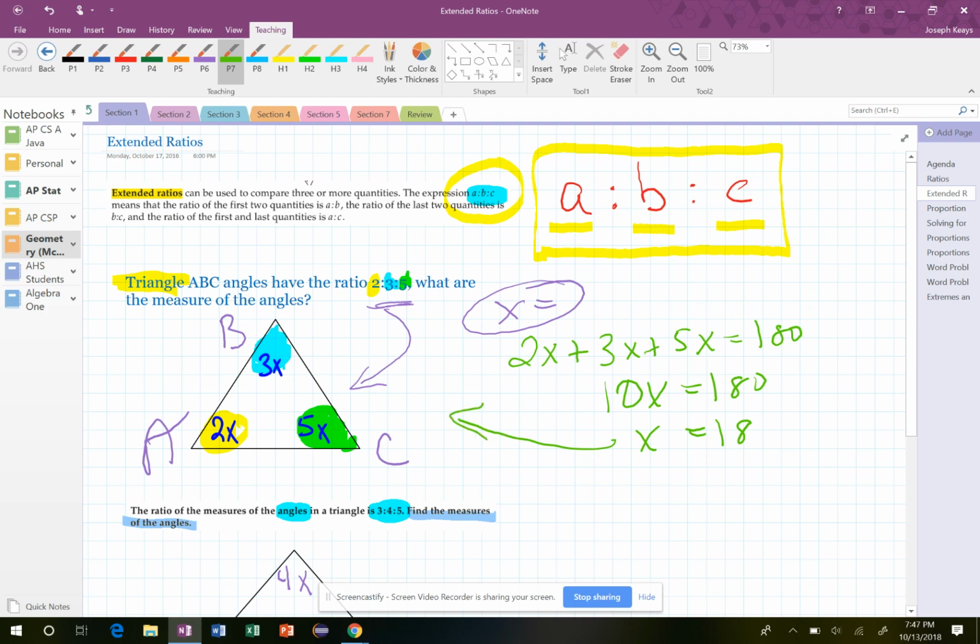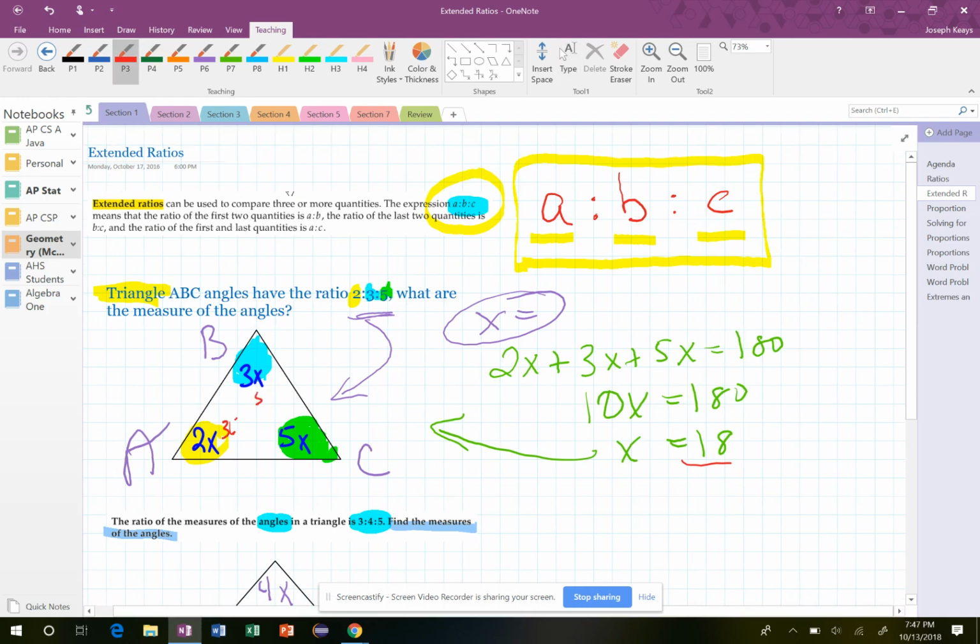So now all we have to do is back substitute to find all these measures in here. Well, 2 times 18 is 36 degrees. 3 times 18 is 54 degrees. And I think 5 times 18, we did that a few minutes ago, that was 90 degrees. So here are three measurements of angles A, B, and C: 36, 54, and 90 degrees. And notice all three of those angles add up to be 180.